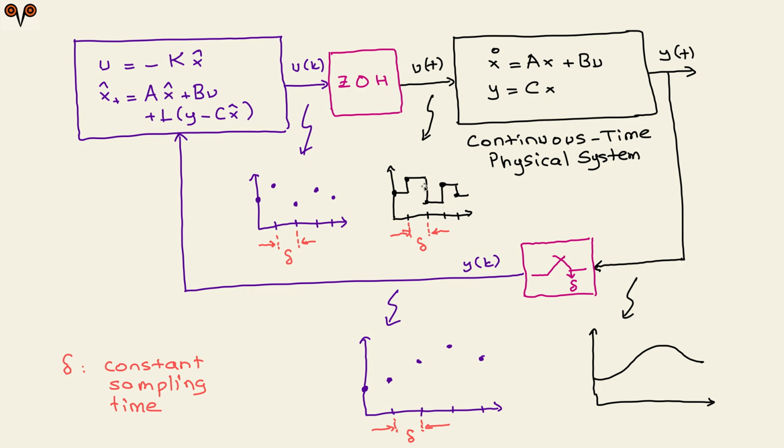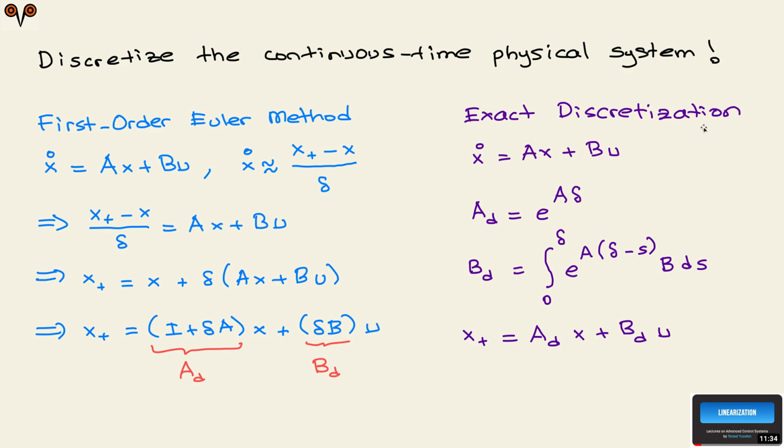So this is the signal that goes to control your continuous time physical system. Since we are interested in developing discrete time control methods, the very first step is to discretize the continuous time physical system. In this regard, you have two methods: approximation-based methods and exact discretization methods.